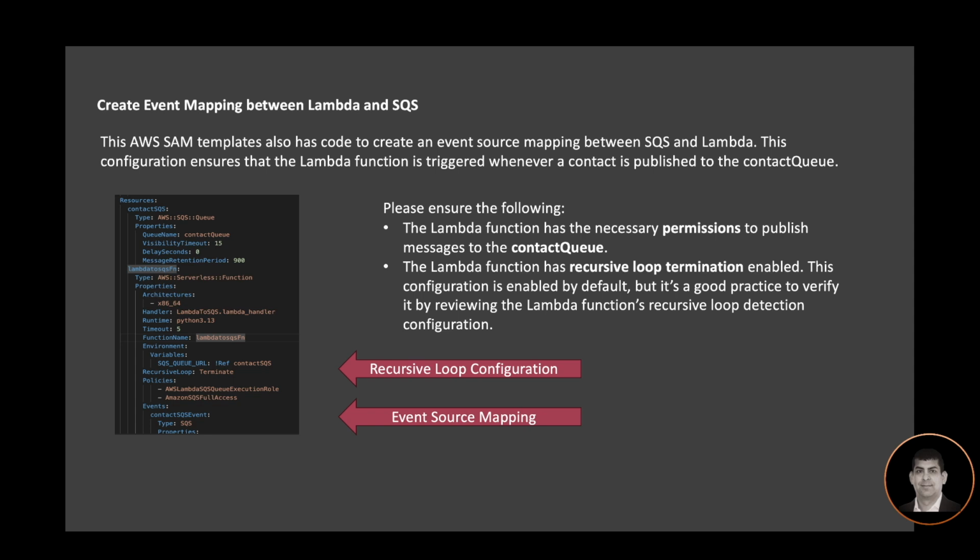So we need to ensure that the Lambda function has the necessary permission to publish messages to the contact queue, and also we need to ensure that recursive loop termination is enabled. This is configured by default, but it's a good practice to verify it. So here that's exactly what we are doing. So we know that our recursive loop configuration is set to terminate. That's what we want. And then we of course have the policy permission to ensure that between Lambda and SQS, the event gets triggered and it functions as intended.